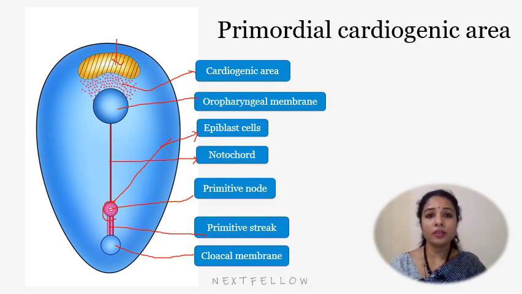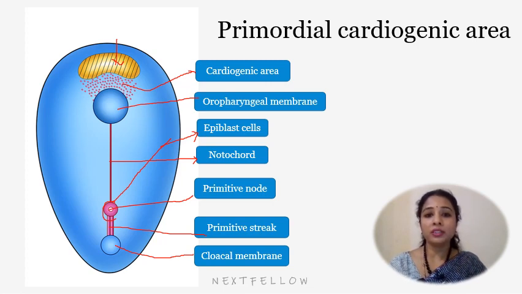transversum. So the progenitor cells which lie in the epiblast immediately adjacent to the cranial end of the primitive streak, they migrate into the splanchnic layer of lateral plate mesoderm. So that is the reason the heart is mesodermal in origin. So the cells of the epiblast migrate through the primitive streak to reach the primordial cardiogenic area that contains a cluster of cells approximately around the 16th day of gestation.